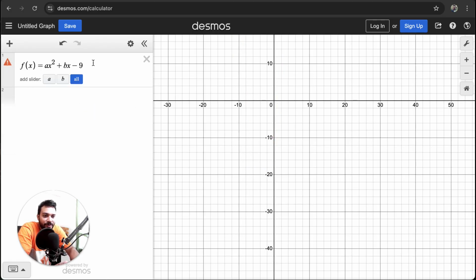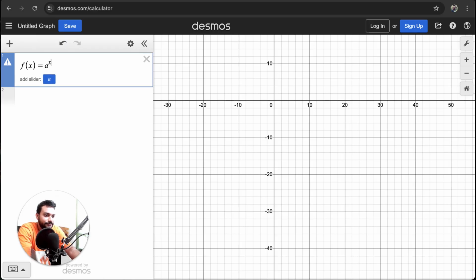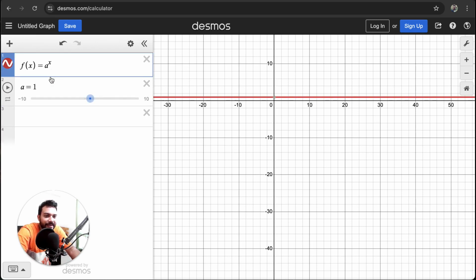I'll show you a really nice thing here. Let's start with a more complex function. As you all know, in my videos, in functions part 2, you've seen the interchangeability between log and exponent function. Let's take an exponent function, a raised to the power x. Okay, this is a function. Next, we take a log function. So first of all, let's see this. I'll add a slider. A is equal to 1.